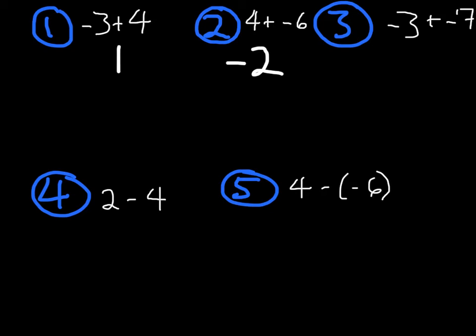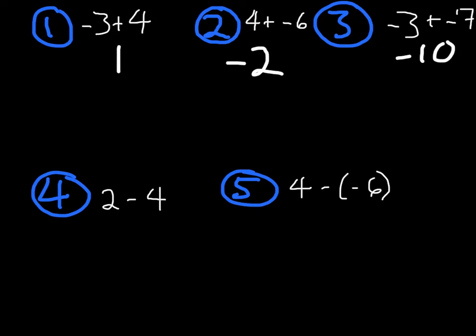All right, number 3, -3 plus a -7. Well, what if you owed me $3 and then you asked for 7 more? Then you would owe me $10. So this would be -10 because you'd owe me $10 now, or $10 in the hole, $10 negative.